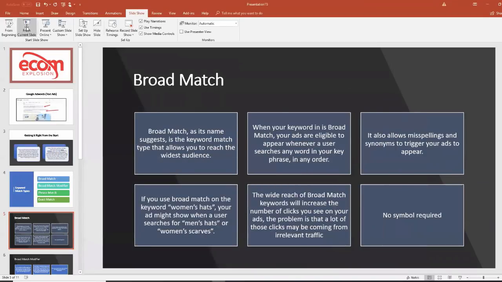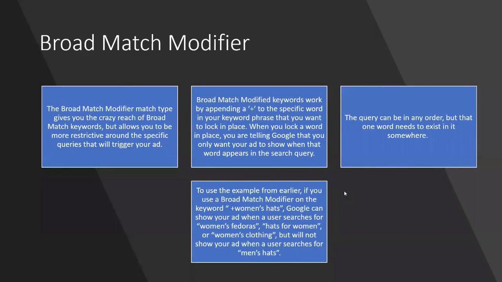So let's just come back to where we are, and then we'll move on to what's called broad match modifier. Again, you are not to use this, but I'm still going to explain what it is. The broad match modifier match type gives you the crazy reach of broad match keywords, but allows you to be more restrictive. So it's giving you a little bit of protection. Broad match modified keywords work by appending a plus sign to a specific keyword that you want to lock in place. When you lock a keyword in place, you're telling Google that you only want your ad to show when that word appears in the search query. However, the query can be in any order, but that one word needs to exist in it somewhere.